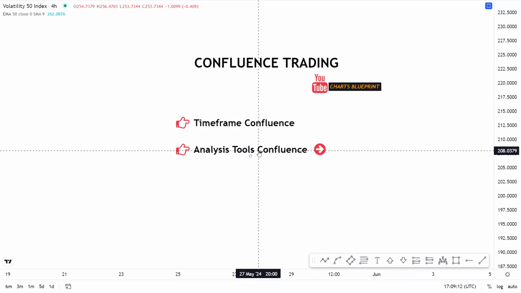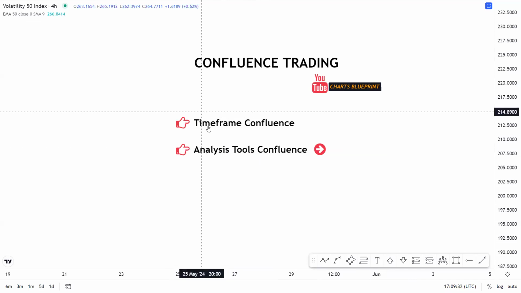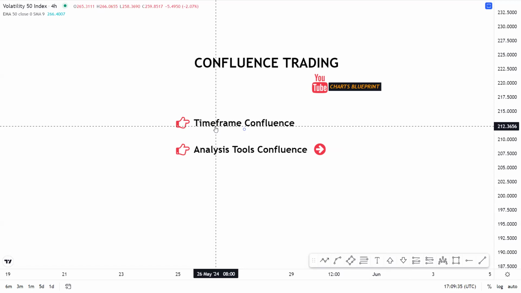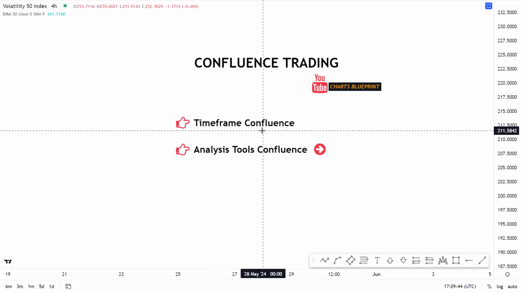Remember, I just said confluence is putting together a number of factors that will affect your final decision to take a trade. So if I want to take a buy trade, I need a couple number of factors together. Once they align, then of course I can go in for buy. When we talk about the time frame confluence, this simply means having a number of time frames aligning together, all saying the same thing, also called time frame correlation.